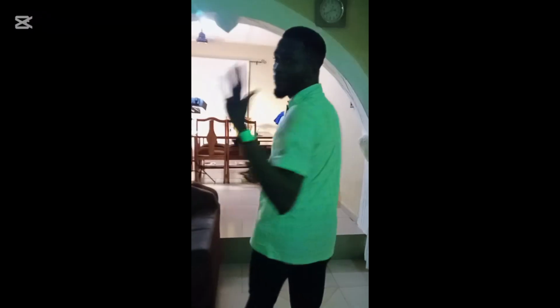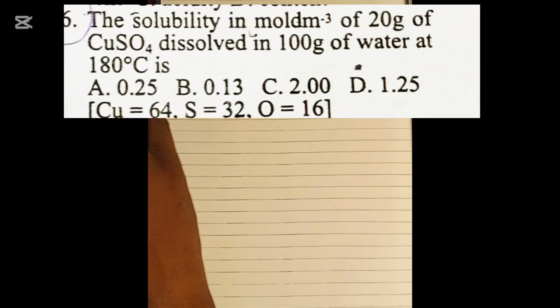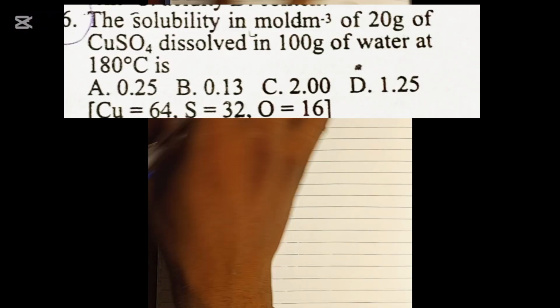Let's get to solve it together. Come, let me show you how to do it. Go through the question. The question is saying that the solubility in mole per dm³ of 20 grams of CuSO4 dissolved in 100 grams of water at 180 degrees Celsius.